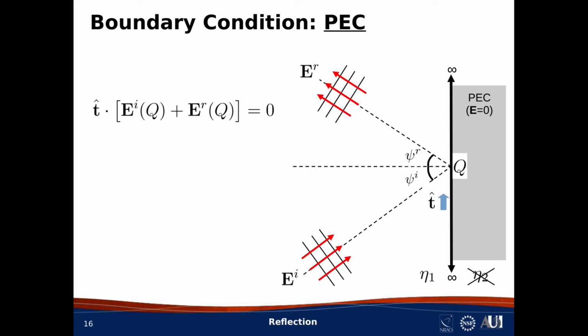Now let's call that tangent vector the vector t hat, shown as the blue arrow in this diagram. And let's consider a point of incidence called Q. Now, we can write a boundary condition for the total field at Q, and it's simply the one shown here. Namely, the total field at Q is the sum of the incident and reflected fields at Q, and we know that the tangent component of that total field must be 0, because the second material is PEC.